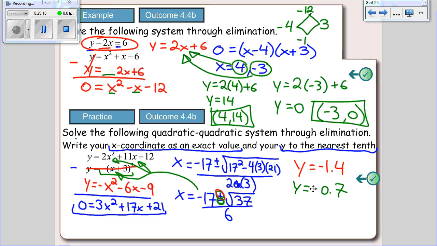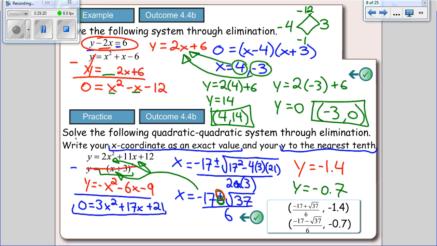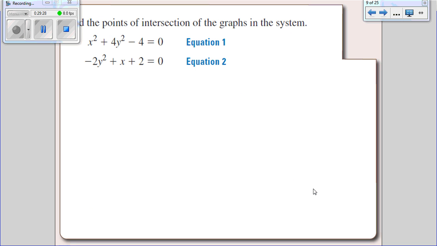Okay, our last question. I want you to try it all on your own. So we have two pairs here. You notice that we have two y squared, so that's going to make things a little bit different. But it's not going to be that difficult. You're still going to try to get your y squares alone, and you're going to try to get them to be the same. So you're going to want to multiply this bottom one by 2 to make it negative 4y squared plus 2x plus 4 equals 0.